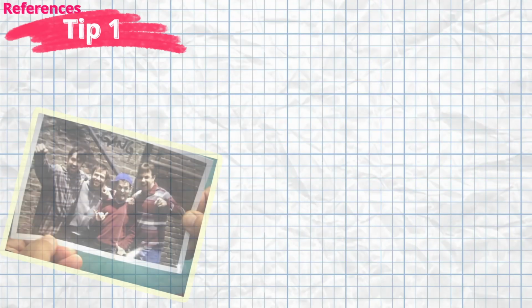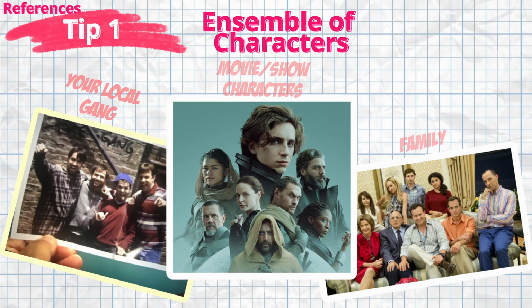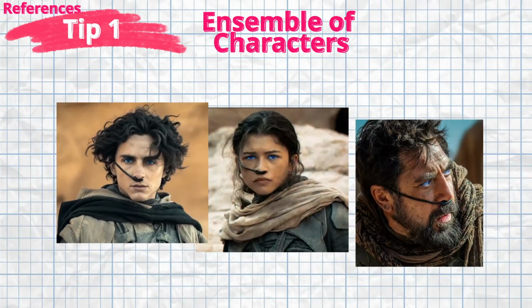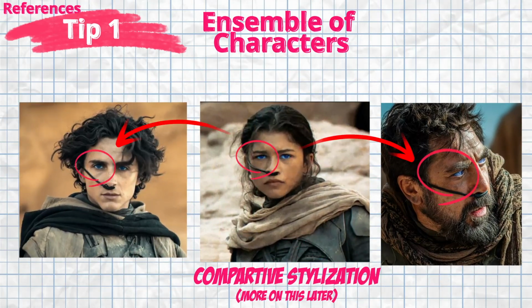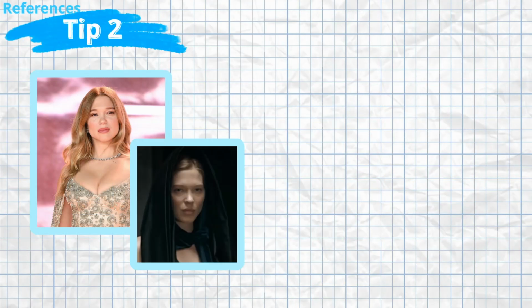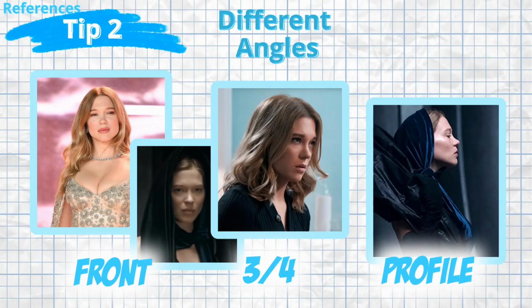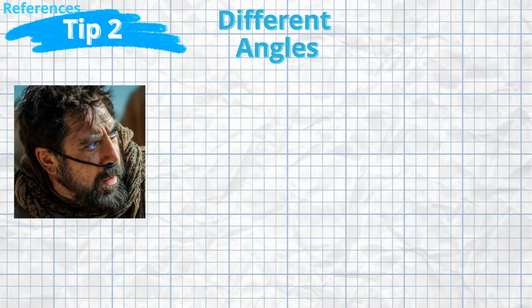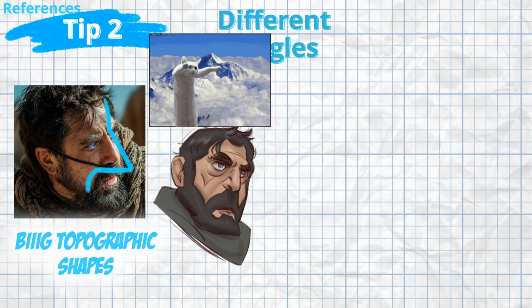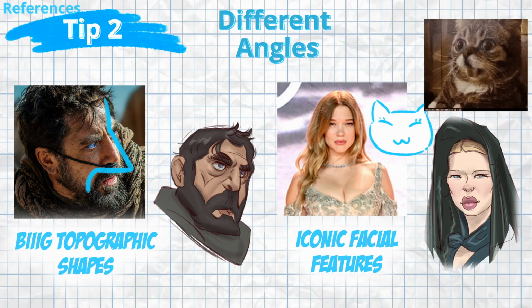Tip number 1. As a beginner, I would recommend drawing a set of characters of 2 or 3. This way, we can play up their differences with comparative stylization. Tip number 2. Have at least one reference from each angle, front, 3/4, and side. Some people's likenesses are very topographical, while others are very feature-centric.